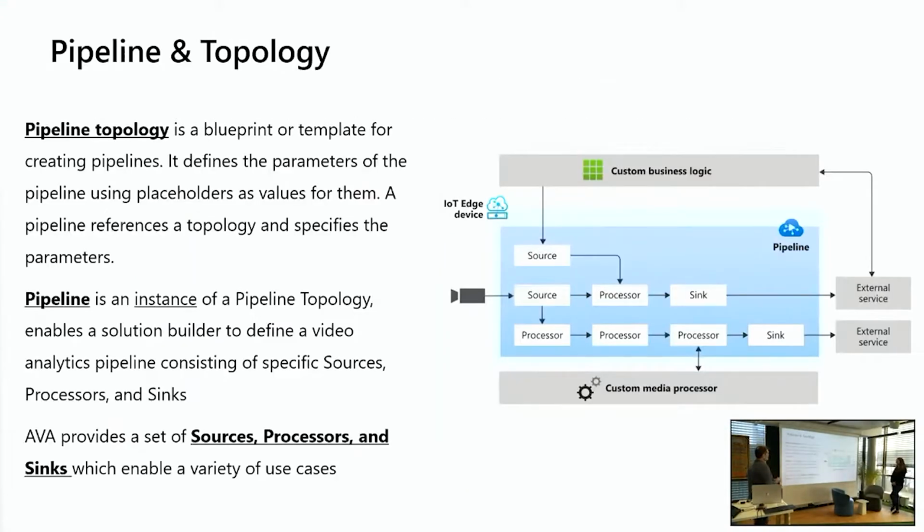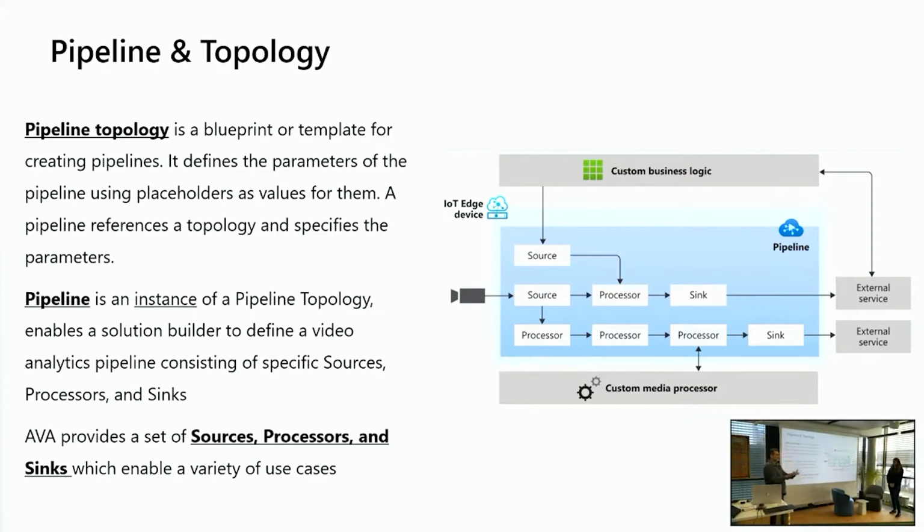So some key concepts just before I go into the demos. One is the pipeline topology, and the other is the pipeline or live pipeline. These are the key ideas. So you see, pipeline topology is like a class in object-oriented programming. Okay, so it's the template. In this example, you can see here, there's a video source, and then there's a processor and a sink, and then underneath there's a bunch of processors and another sink. This is the definition of the template, okay?